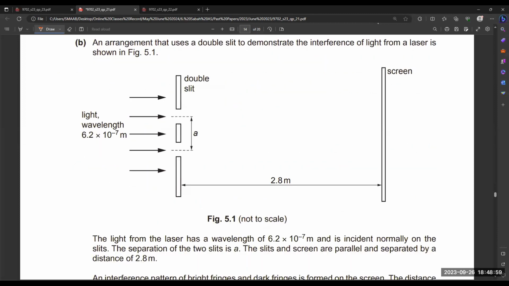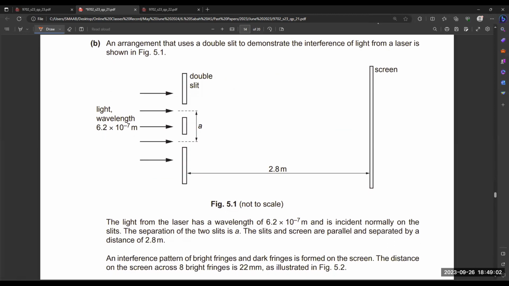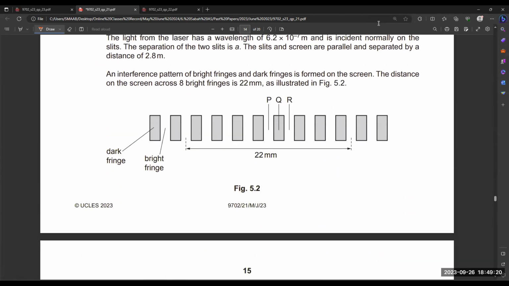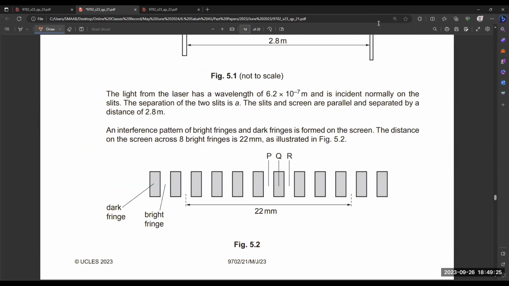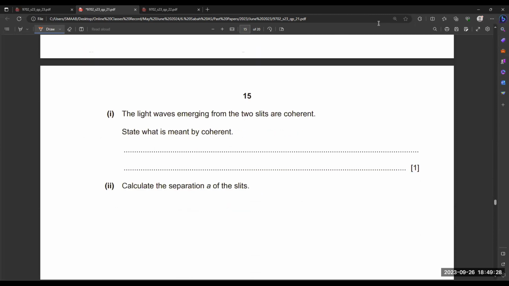Okay. Next part of this question is related to the Young double slit. Quantities are given, diagram is given, and there is much detail given in this part. It is asking about the light waves emerging from two slits being coherent. State what is meant by coherent.